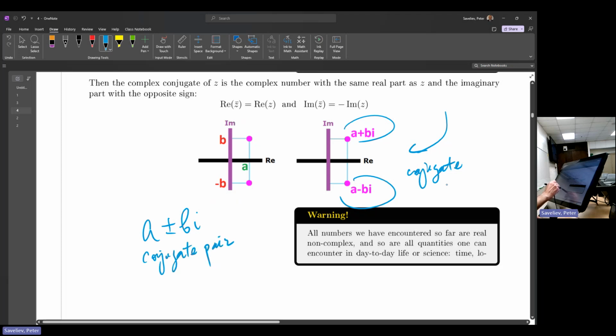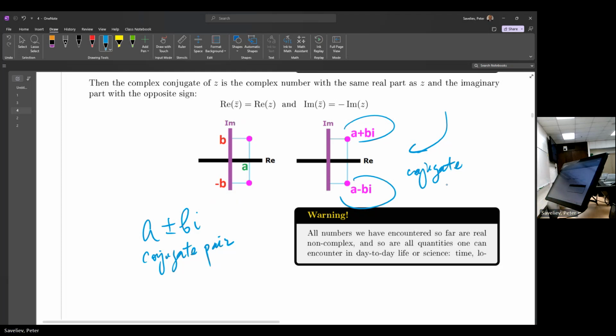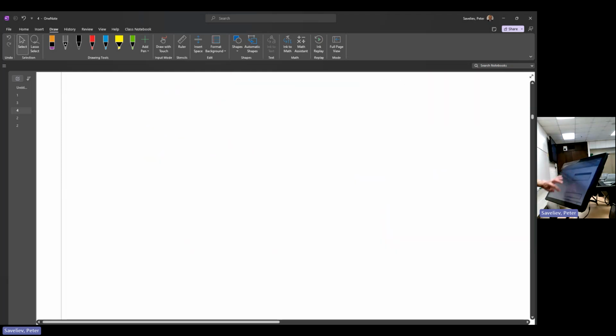And where else did we see this a plus bi? Where did we see plus or minus? Just now. The quadratic formula. Right, so that we're going to be seeing every time we have a quadratic equation, and quadratic formula applied or not, the answer is always a conjugate pair, unless the answer is real in the first place. So okay, let's carry this out.